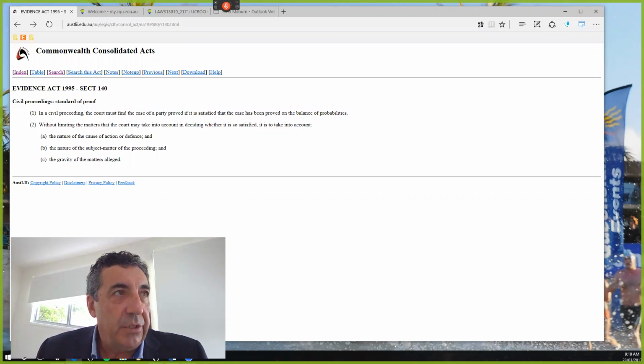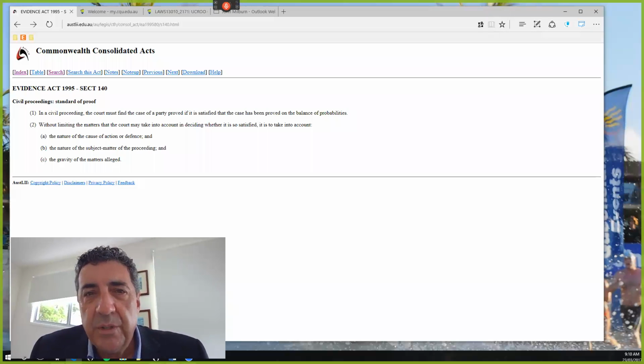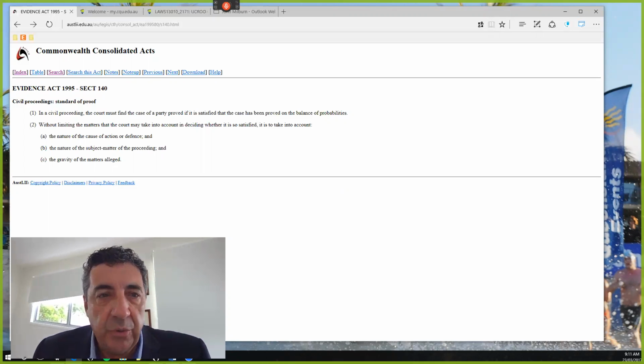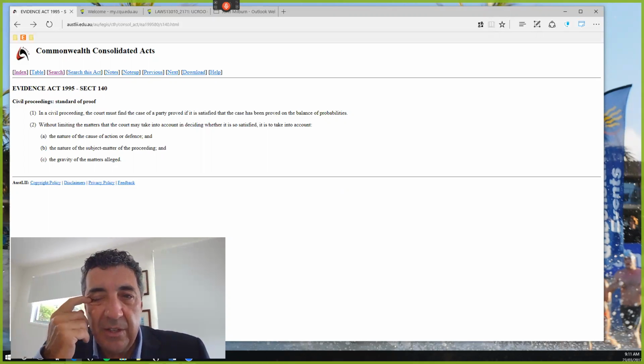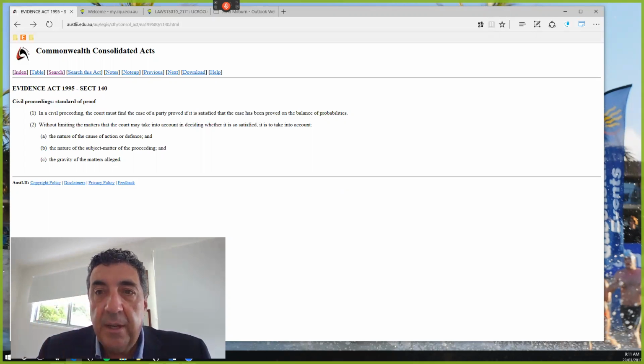And the court, when deciding this matter, must take into account the nature of the action, the nature of the subject matter, and, this is important, the gravity of the matters alleged. Why is that important? Well, the legislation is, in effect, incorporating the test explained in Briginshaw. That was a 1938 decision of the High Court. It's 1938-60 CLR 336. What Briginshaw is all about is this.